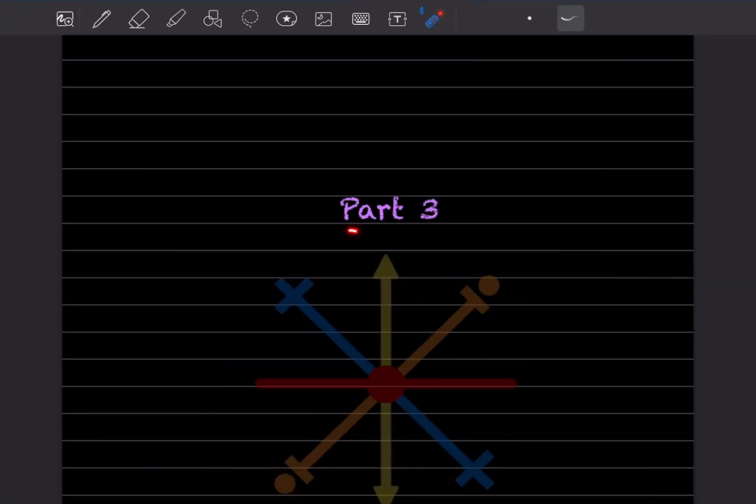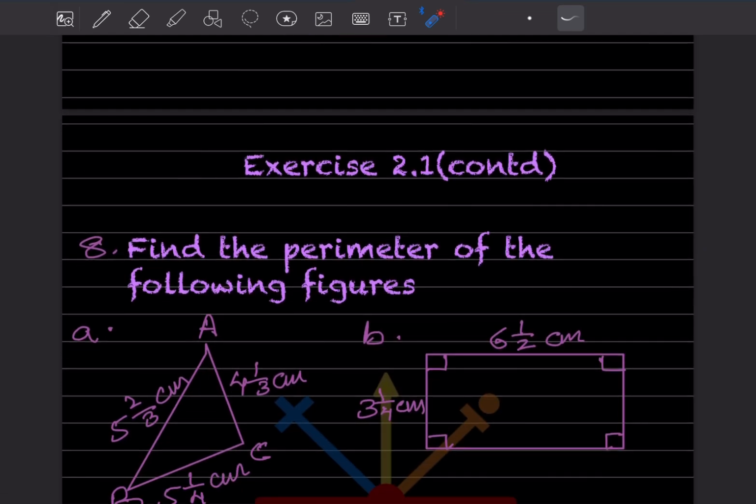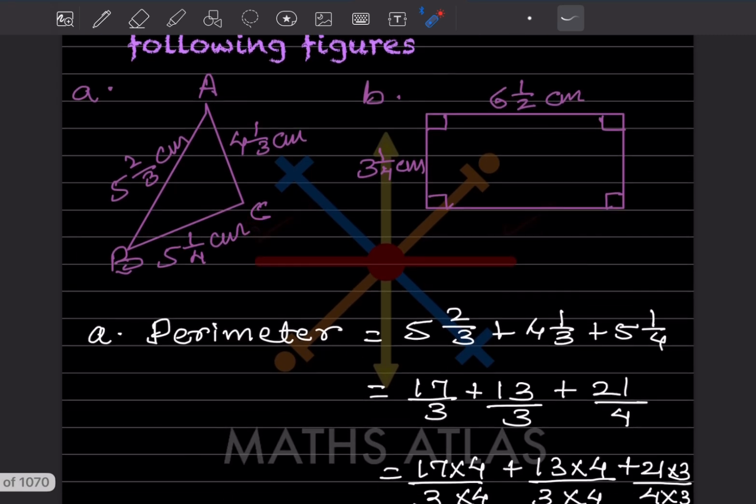So today we'll see part 3. In that we'll continue with exercise 2.1. So here it says, find the perimeter of the following figures. These are the two figures given. Now let us see the first figure. This is a triangle.